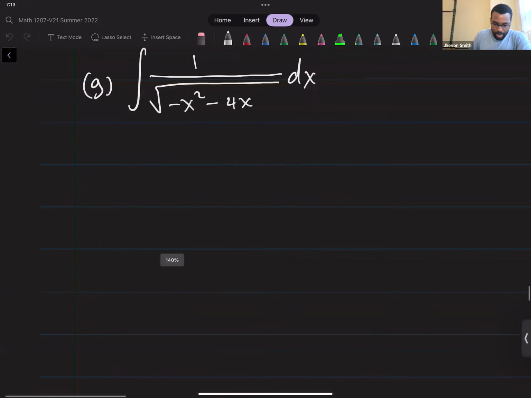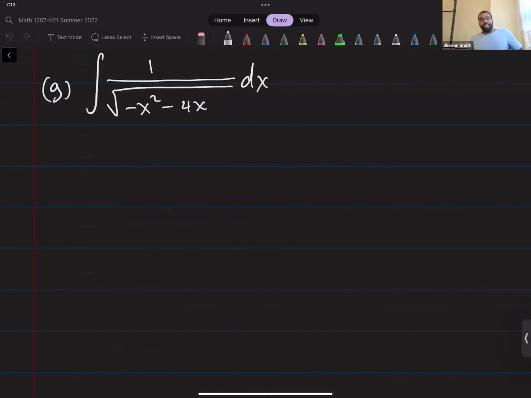So ideas for this one? I don't want to waste too much more time, but we're going to do the completing the square trick again. So just remember, to complete the square, the coefficient of the square term needs to be +1. So if it has any other coefficients, we need to actually factor them off first.